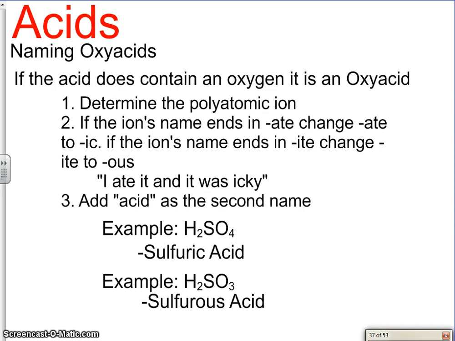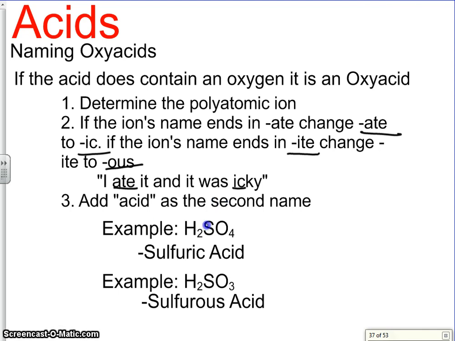Now let's talk about oxyacids, our second type of acid that contains oxygen. If it contains oxygen, it contains a polyatomic ion. So our first step is to determine if the polyatomic ion ends in ate or ite. If it ends in ate, we change it to ic. If it ends in ite, we change it to us. One way to remember that is I ate it and it was icky, so ate and ic. I don't have a clever saying for ite, I apologize, so you have to remember one goes to ic, one goes to us. If you can remember ate goes to ic, you can remember ite goes to us.